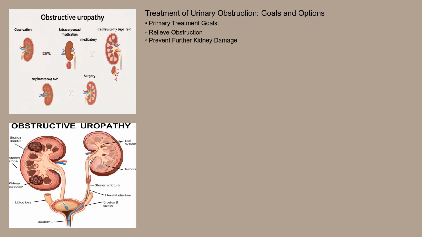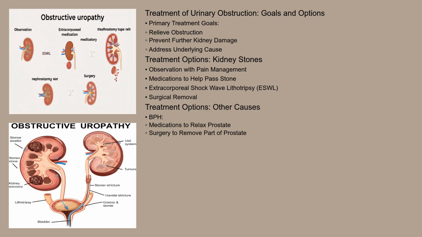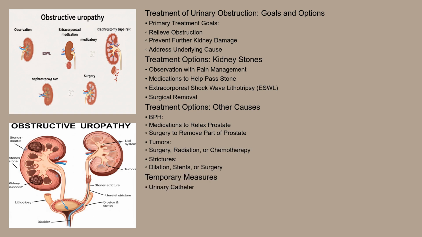The primary goals of treatment are to relieve the obstruction, prevent further kidney damage, and address the underlying cause. Treatment options depend on the location, severity, and cause of the obstruction. For kidney stones, options include observation with pain management, medications to help pass the stone, extracorporeal shock wave lithotripsy, or ESWL, to break up the stone, or surgical removal. For BPH, medications to relax the prostate or surgery to remove part of the prostate are common. Tumors may require surgery, radiation, or chemotherapy. Strictures may be treated with dilation, stents, or surgery. In some cases, a temporary urinary catheter or nephrostomy tube, which drains urine directly from the kidney, may be necessary to relieve pressure and prevent further kidney damage.